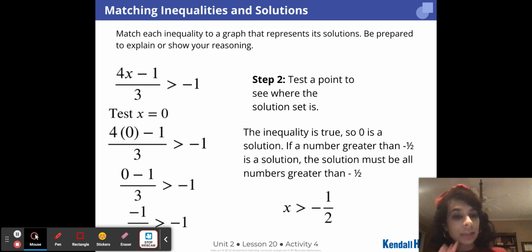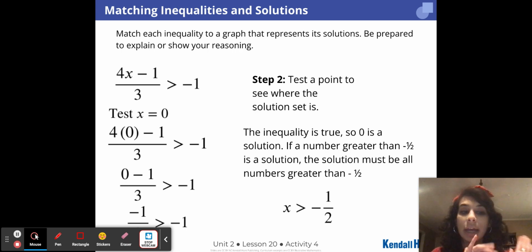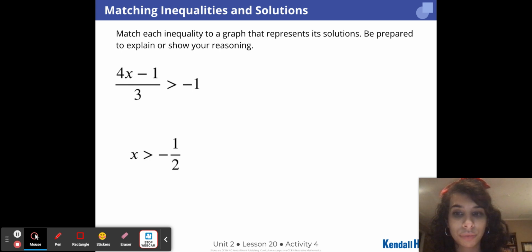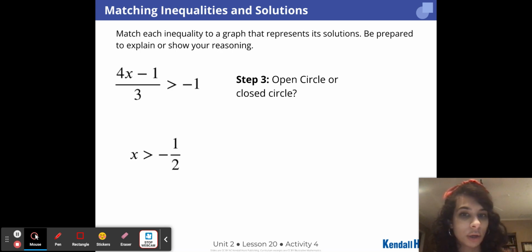And so here you're just testing, is it true or is it not true? If it is true, then it's part of your solution. Then you choose whichever greater than or less than sign actually fits that solution. If it's not true, then you draw a little X and you point your arrow the other way. And so since we know that x is greater than negative 1/2, your final step is to determine if it's going to be an open or closed circle. In this case, we have an open circle since it's strictly greater than negative 1/2.